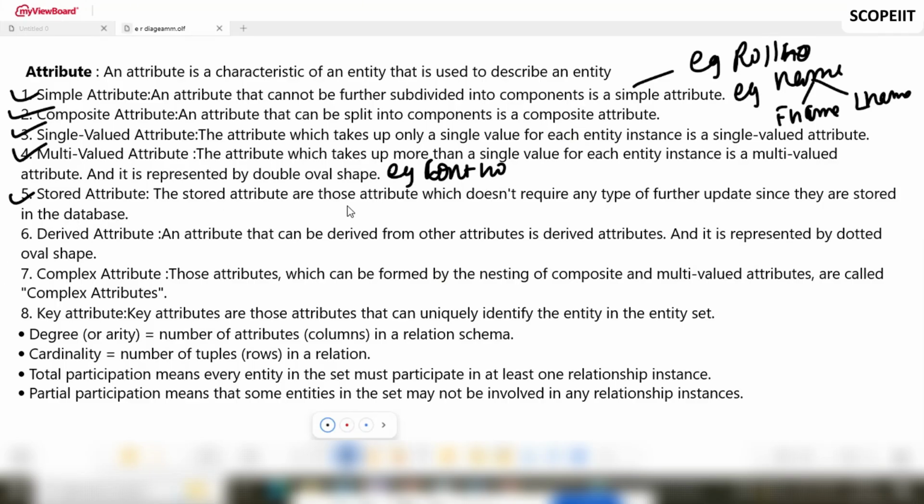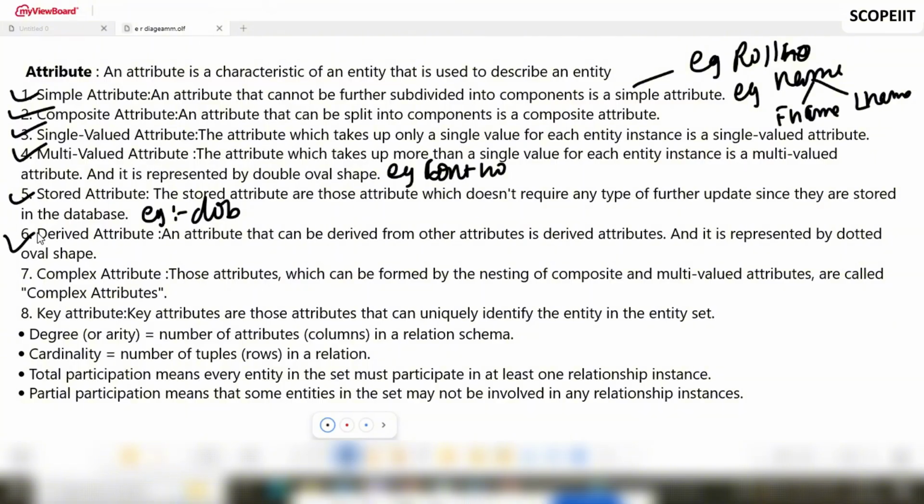Then stored attribute. The stored attributes are those attributes that don't require any further updation. Now how do you say further updation? For example, date of birth. Suppose in college you have given one date of birth. After next month you won't give another date of birth, right? So date of birth is a fixed one and will not change. So date of birth is an example of stored attribute.